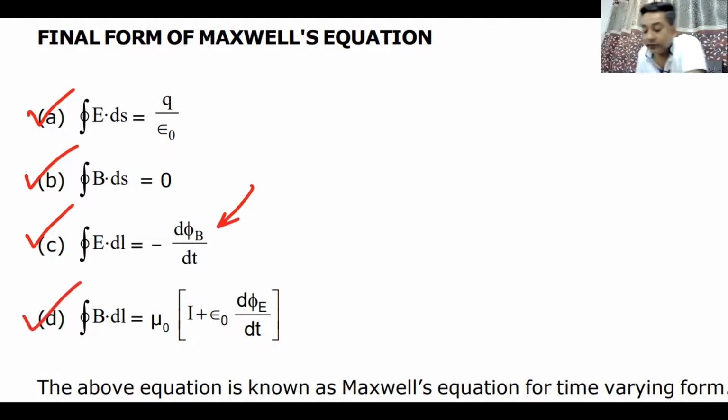The fourth one was the integral of B dot dl equal to mu naught I. Here they have added this term. This is known as the displacement current. And this current comes because a changing electric field with time produces a magnetic field.